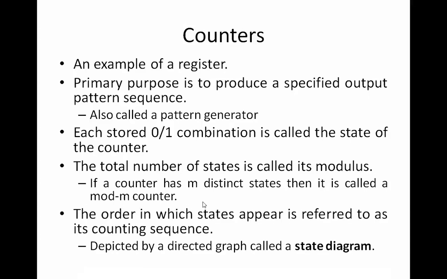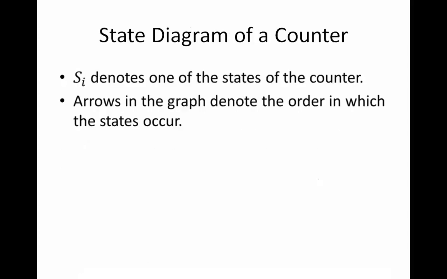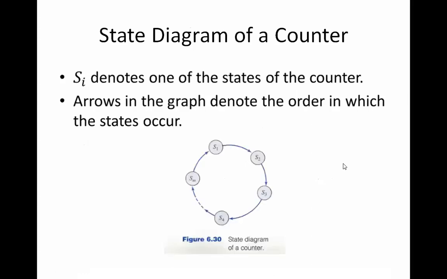The order in which states appear is referred to as its counting sequence. Okay, and we can actually look into this with the help of a diagram called state diagram. So what is a state diagram? A state diagram looks something like this, right? So this is how your state diagram looks. So Si, okay, i is nothing but your numbers. It can start from 1, 2, 3, or sometimes we start with even 0. Okay, state 0, 1, 2, 3, and so on.